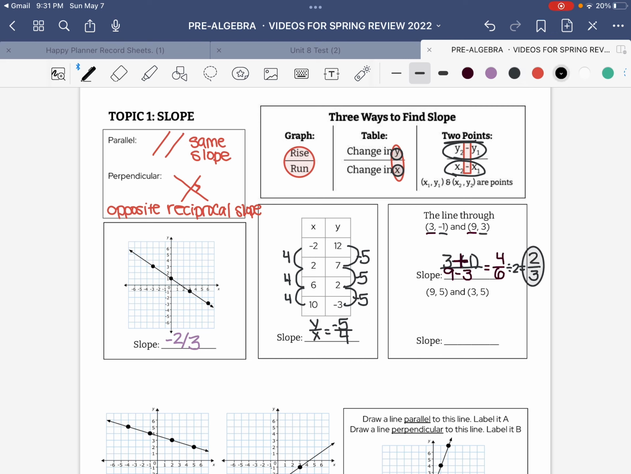Let's try one more, the bottom one. Subtract your y values on top, so 5 minus 5, and your x values on bottom, so 3 minus 9. And I always do the second one minus the first one. Now, 5 minus 5 is 0. 9 minus 3 is -6. It doesn't actually matter, though, because 0 on top, 0 divided by anything is just 0. If it was -6 over 0, that would be what we call undefined.